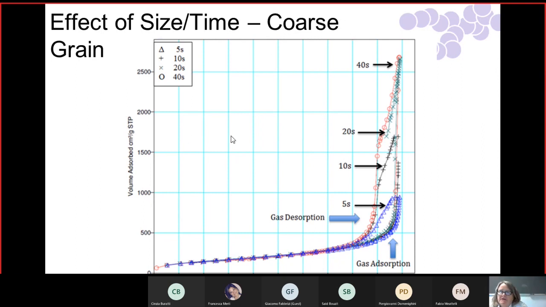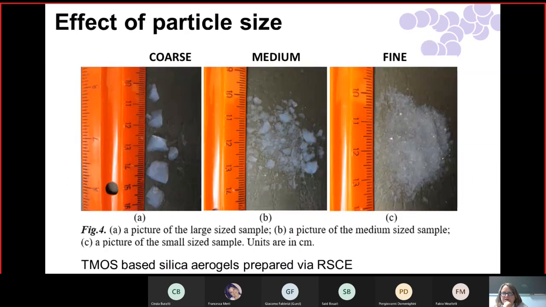Here is when I only wait 5 seconds, 10 seconds. The 20-second one had a problem, but up to here it looked good. And then 40 seconds. And so now we see a big difference based on the size of the pieces of material you analyze, right? It's going to take much longer for the gas to penetrate into these larger pieces than it will the smaller pieces.